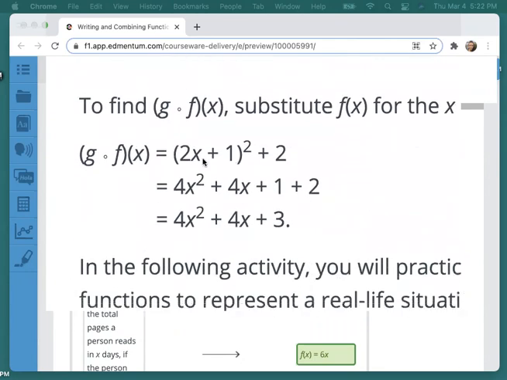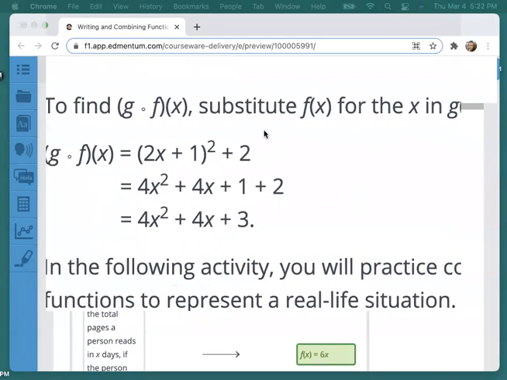So working backwards, if g is first, g of f of x, you're plugging the f into the x of the g function. So remember the g function was x squared plus 2 and f was 2x plus 1. So here 2x plus 1 is plugged into the x of the g function. And then you have to square it. So 2x plus 1 times 2x plus 1 will give us this. And then we can combine like terms. 1 plus 2 is 3.